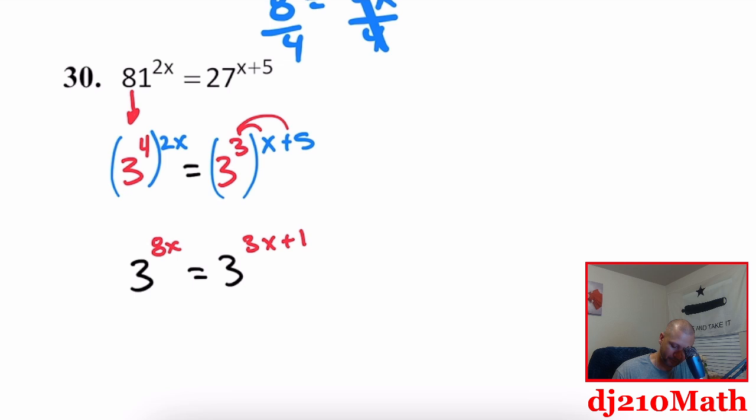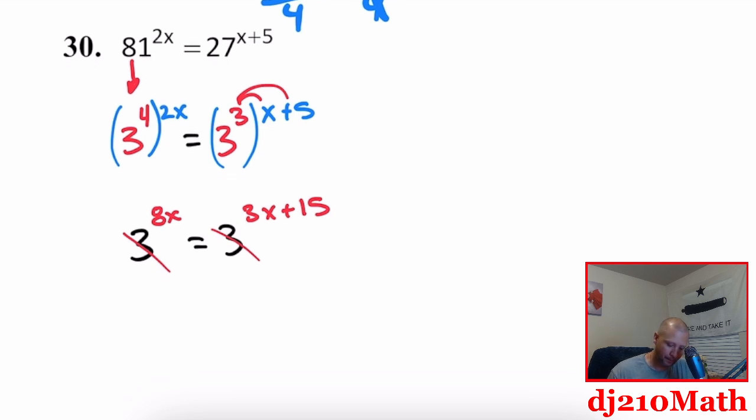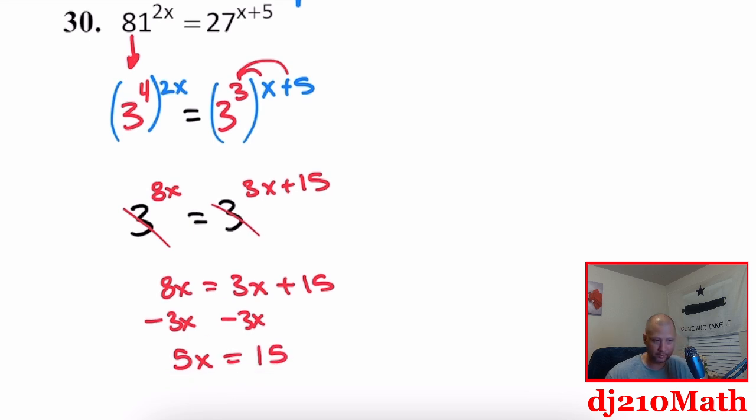3x plus 15. Now, set the exponents equal to each other, right? We don't care about the bases because the bases match. This is going to be 8x is equal to 3x plus 15 minus 3x. 8 minus 3 is 5, equals 15. Okay, so divide both sides by 5. X is equal to 3.